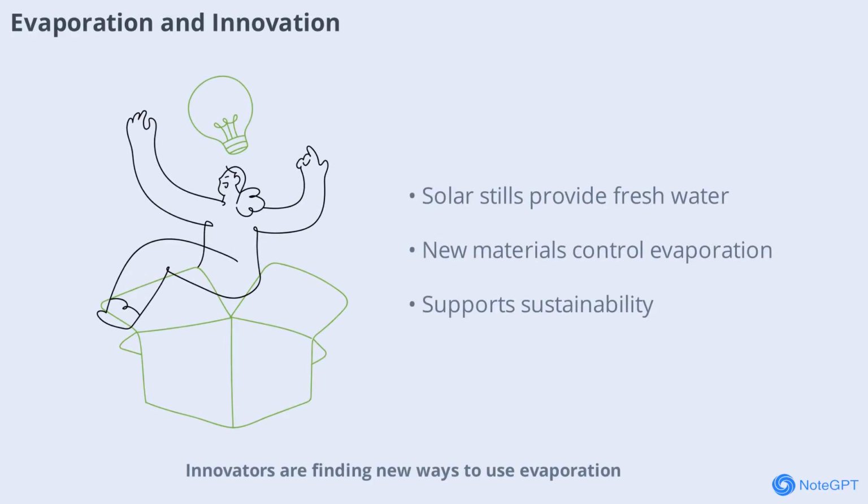Innovators are finding new ways to use evaporation. Solar stills use sunlight to evaporate water and collect fresh drinking water, even in remote areas. Engineers are developing materials that control evaporation for better cooling or water conservation. These creative solutions show how understanding evaporation can lead to breakthroughs in technology and sustainability.